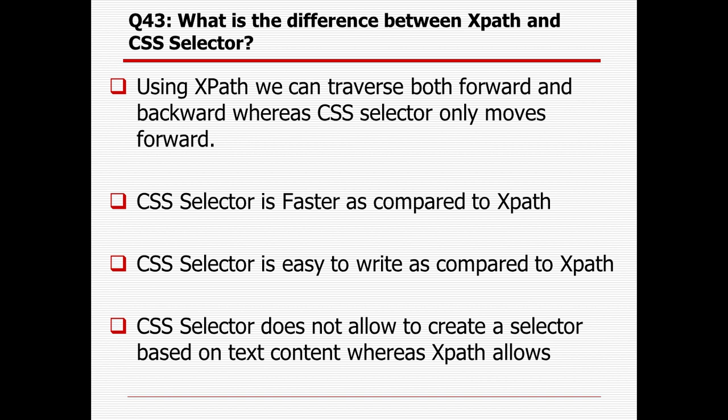CSS selector is faster as compared to XPath because CSS selector is very easy to write and less code will be there, and that is the reason it is faster. CSS selector is easy to write as compared to XPath, I already showed you. But one disadvantage of CSS selector is that it does not allow creating a selector based on the text content, whereas XPath does. So if any text is available, using the text you can create your own XPath, but for CSS it will not allow you. That functionality is not available with CSS.